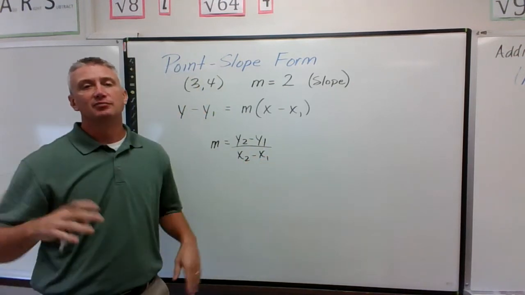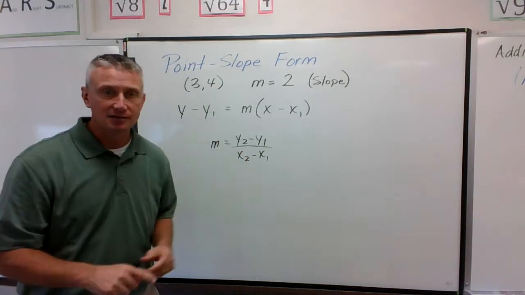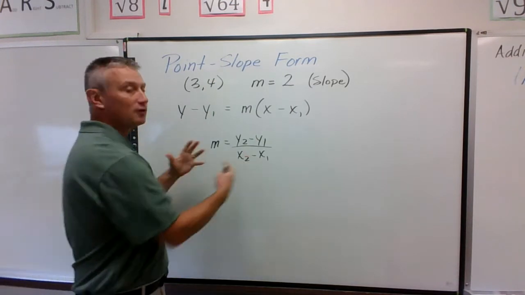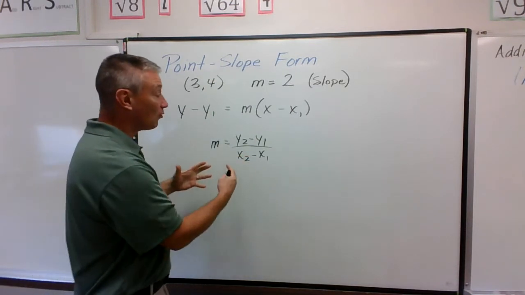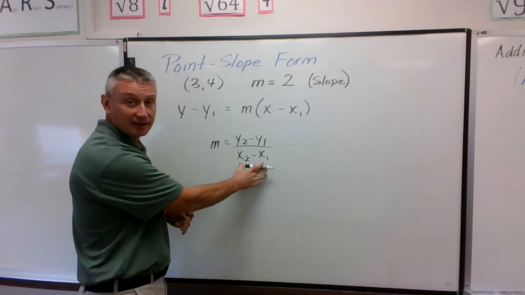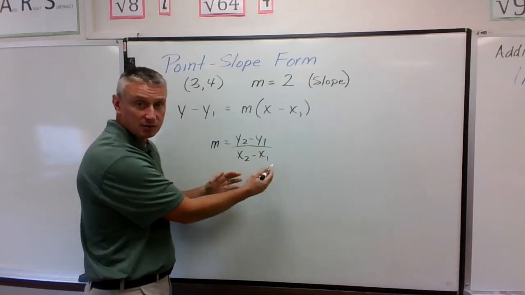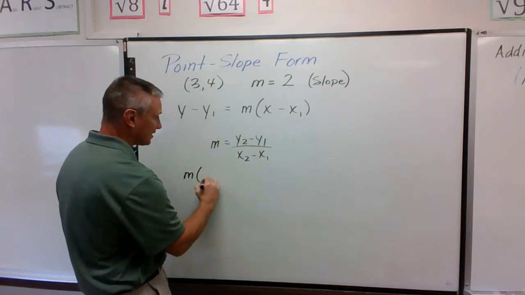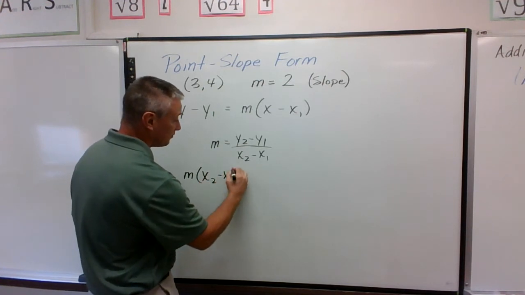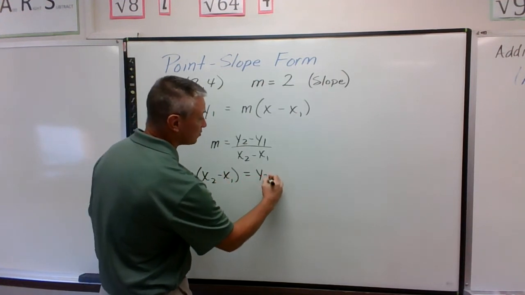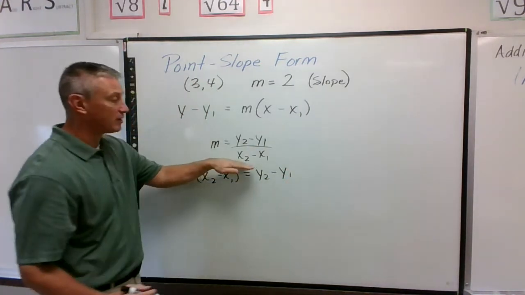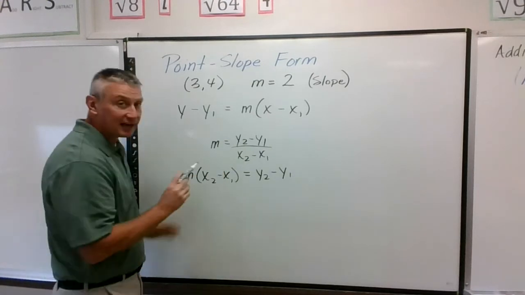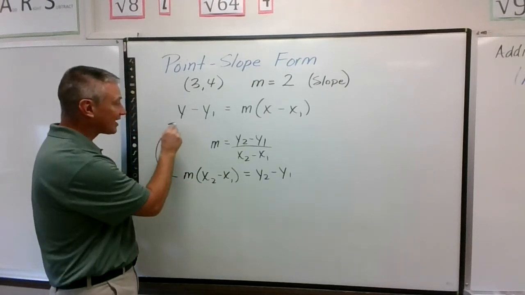And you'll remember when we did some literal equations back in the last topic, topic 1, we can move this stuff around. If I want to move things around, I can multiply both sides by x sub 2 minus x sub 1. I'm going to end up with m times the quantity x sub 2 minus x sub 1 equal to y sub 2 minus y sub 1, because multiplying this side by that will eliminate it. That's what we learned.